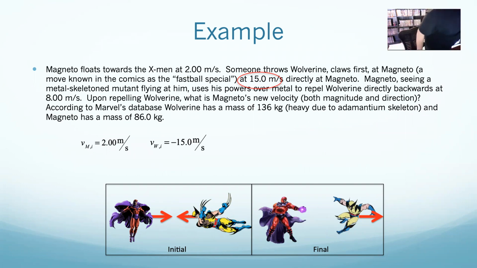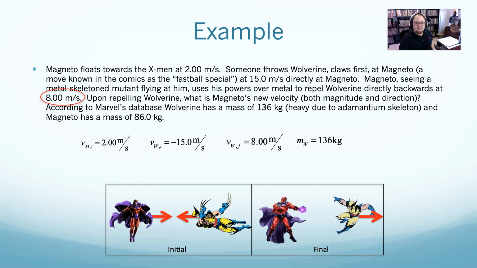After the collision, after they bounce, I'll say Wolverine is now moving at 8 meters per second. And it's positive again, because it's to the right. And I give them masses: the mass of Wolverine, the mass of Magneto. And I say, what's the velocity of Magneto final?